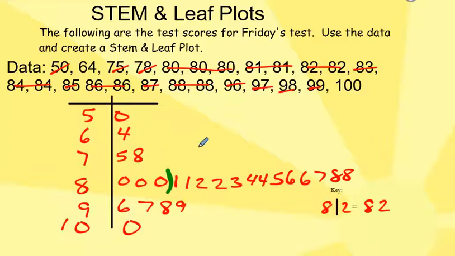I could also ask how many kids scored a 75 or less. Here's my 75. So 75 or less would be my 64 and my 50. That would be 3 people. If I wanted to know how many people scored in the 90s, I would just go to my 90s here. The 90s were 1, 2, 3, 4 people who scored in the 90s. All right, let's try another one.